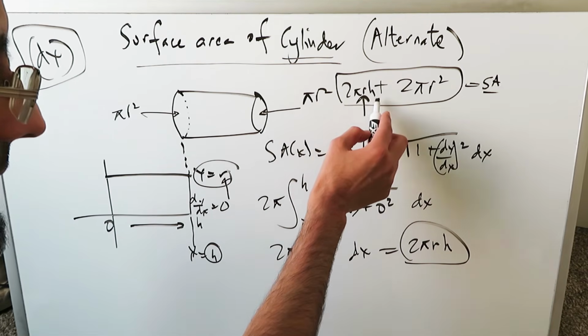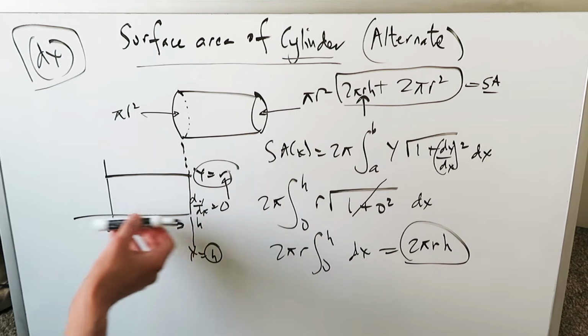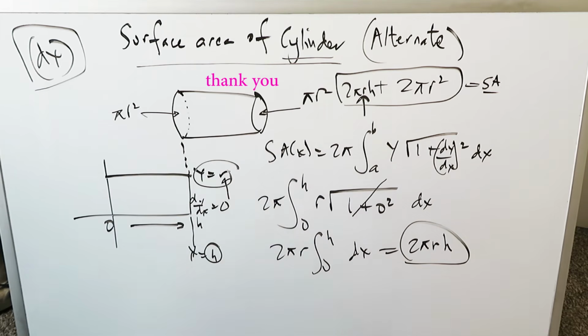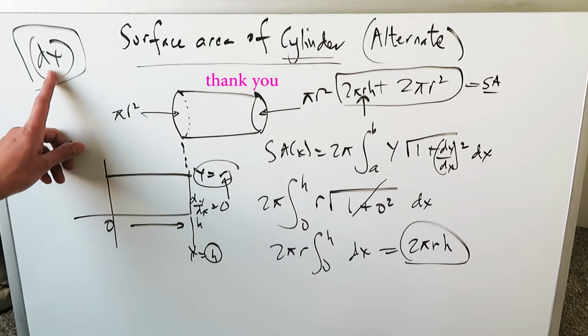Keep in mind 2 pi r h plus 2 pi r square equals the surface area of a cylinder, whether it's horizontal, whether it's vertical. I'm showing you in this video everything with regards to dx.